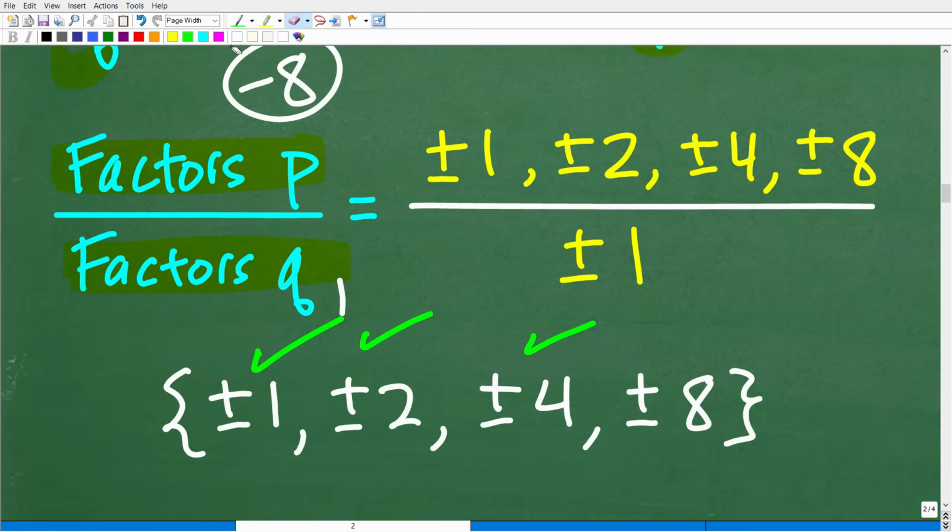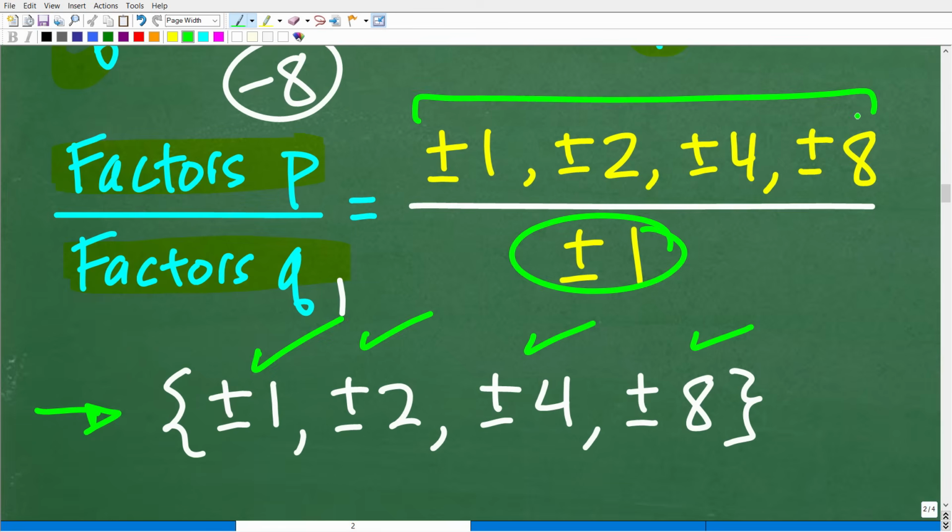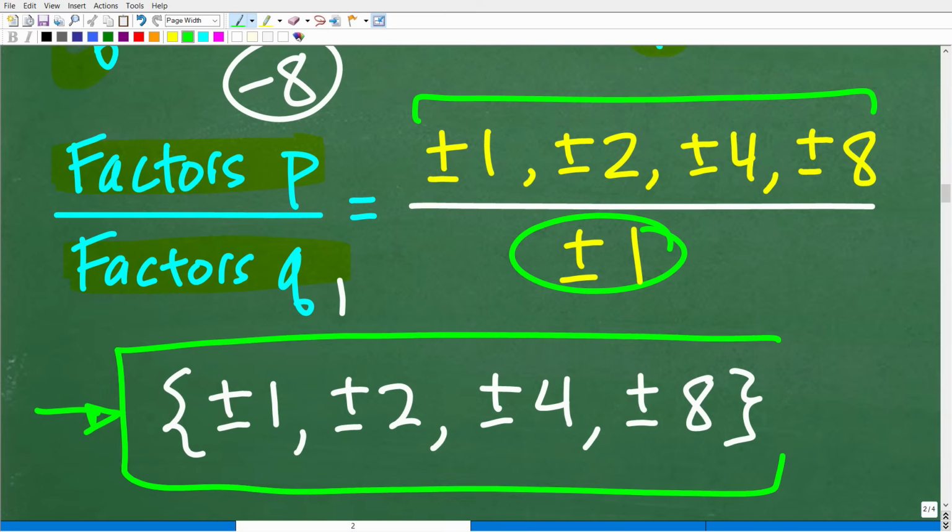Now, here you can see we have a list. We just basically divided this denominator by all these possible numerators. Now we have this lovely list. This is what we worked so hard for. And this list is the possible rational roots.